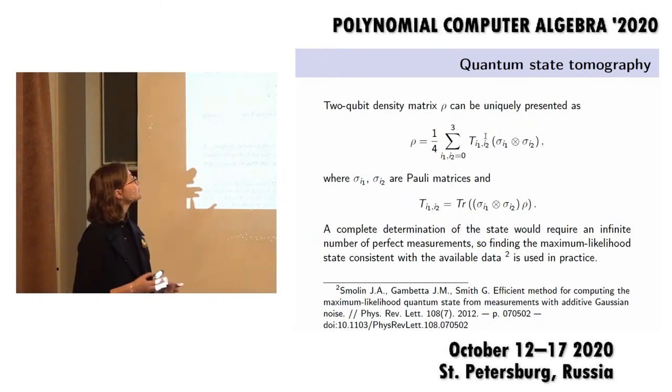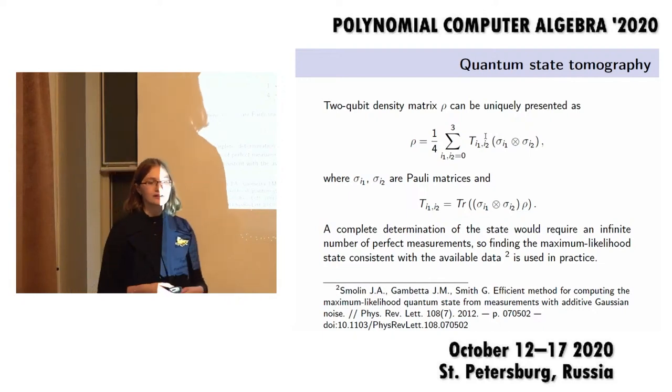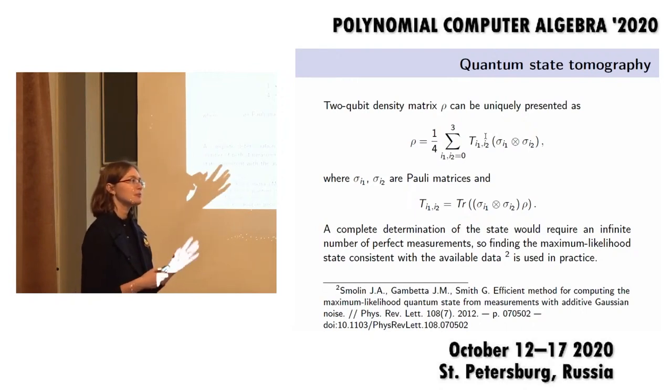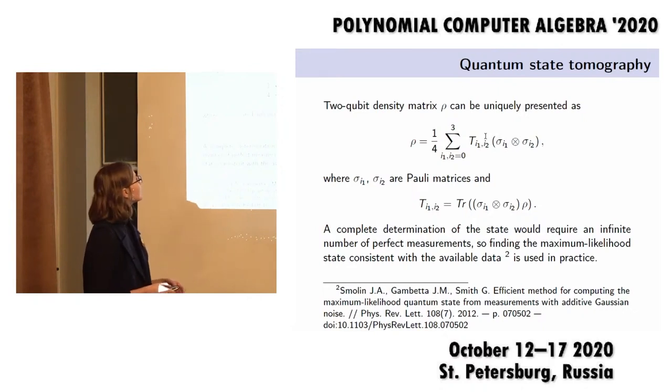For obtaining more information about the final state on the output qubits, we also used quantum state tomography. It is a reconstruction of the quantum state by a series of measurements in different bases on an ensemble of the equally prepared quantum states. Every two-qubit density matrix can be uniquely presented as follows. The sigma I1 and the sigma I2 are Pauli matrices, and the values Ti1 and I2 are defined as follows.